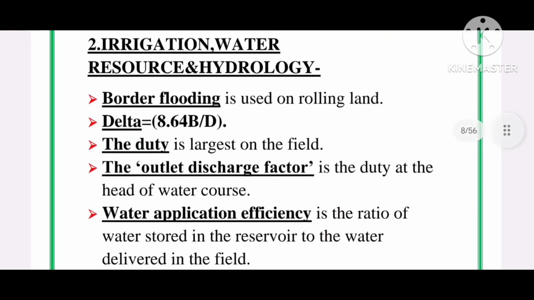Firstly, border flooding is used on rolling land. Next is delta, that we all know the symbol. The equation is delta equals 8.6 B by D. Here D is duty. The duty is largest on the field. And B is denoted as base period.